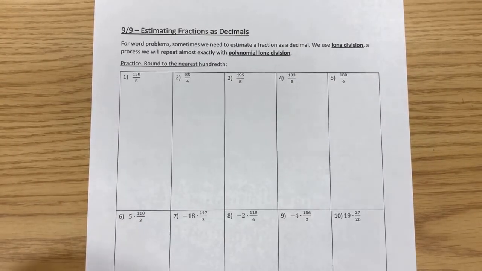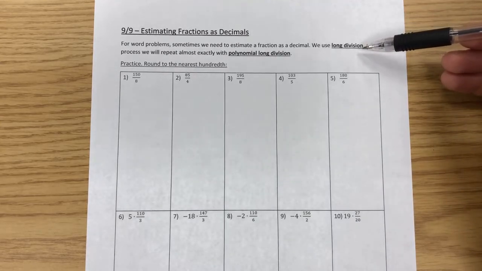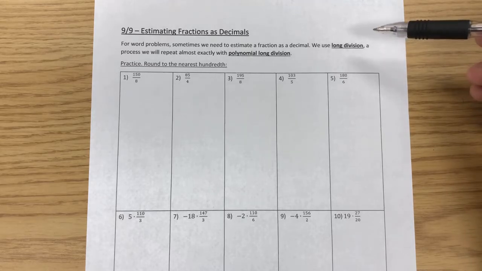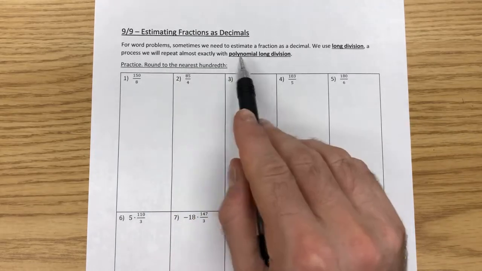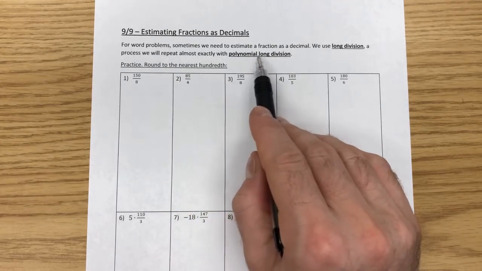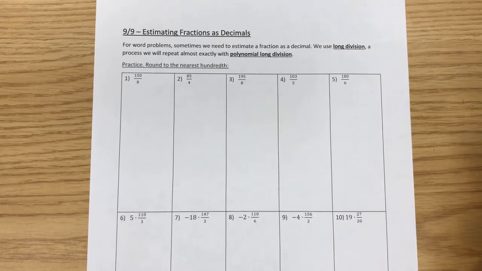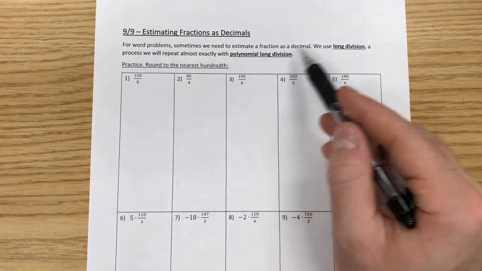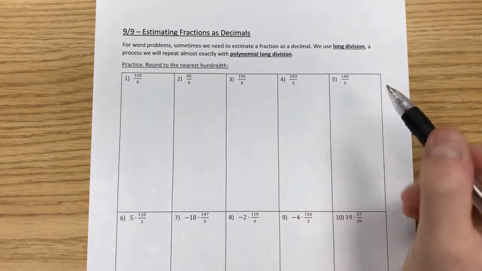So today we're going to be estimating fractions as decimals, which means we're going to have to use something called long division. Now I know there's multiple methods to divide fractions or divide any two numbers, but the reason why we're going to use long division here is because later on in the course we're going to have to use something called polynomial long division, which works exactly the same. So even though you might have learned a cool trick in another school, in another grade, we're going to use long division because we're going to need this skill later on.